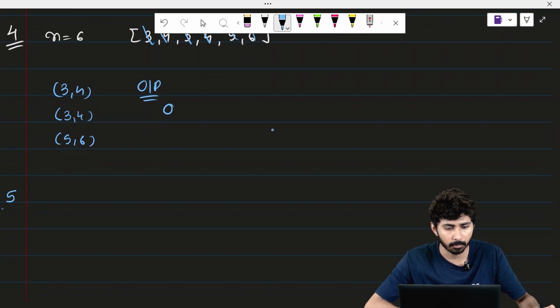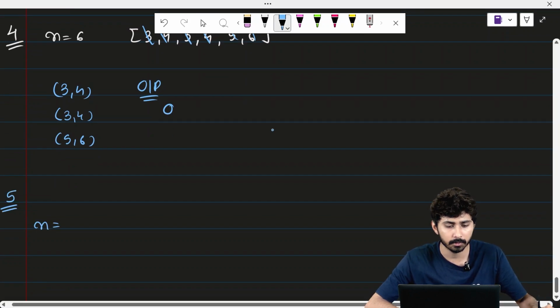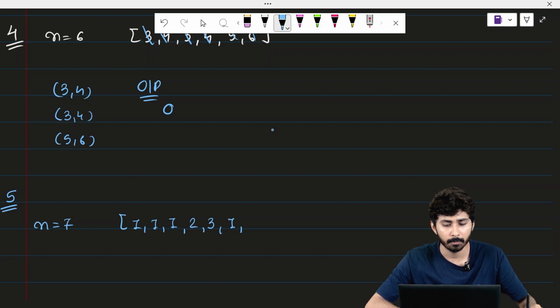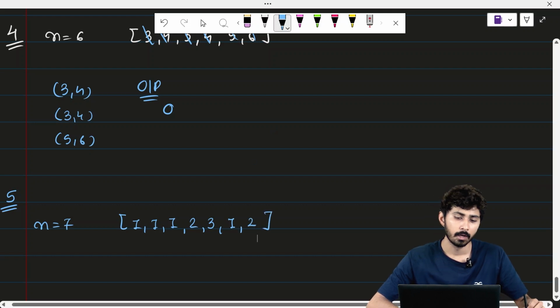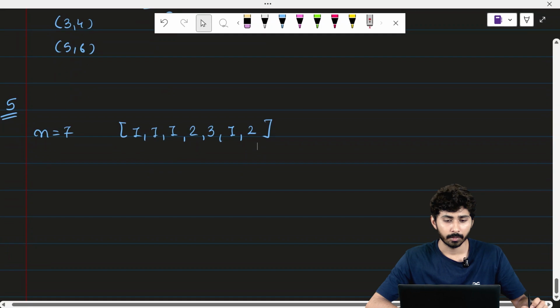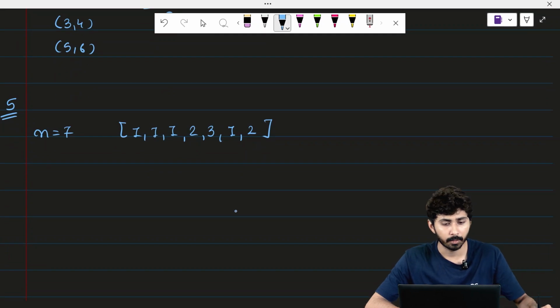Let's take one more example, and let's take n equals 7 in this scenario. I'll take 1, 1, 1 and let's take 2, 3 and 1. So here we have 6 elements, and let's take one more element, that is 2 over here. Now observe what is happening, observe the pairs that you can form. Let's take 1 and 2. So the first pair is 1 and 2.